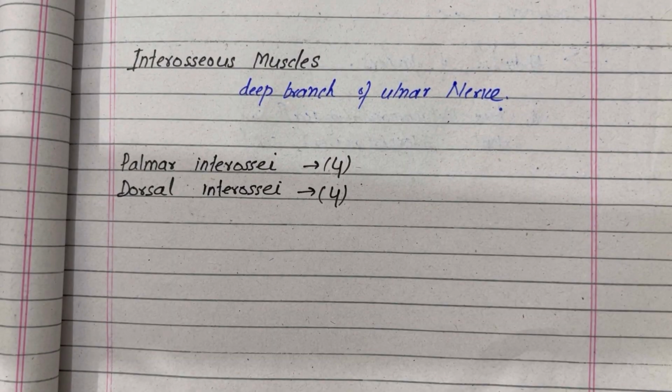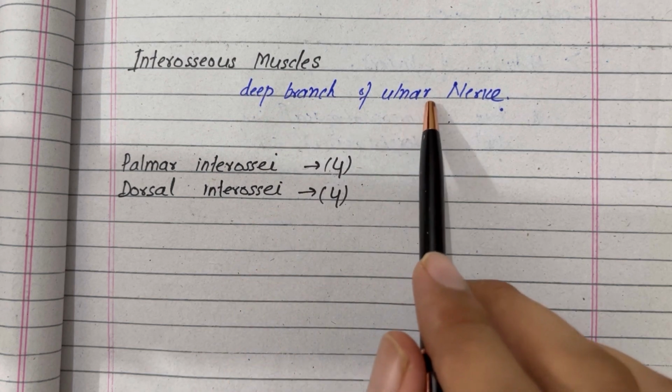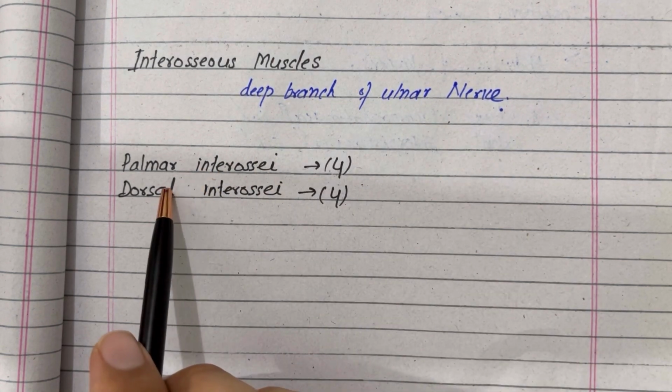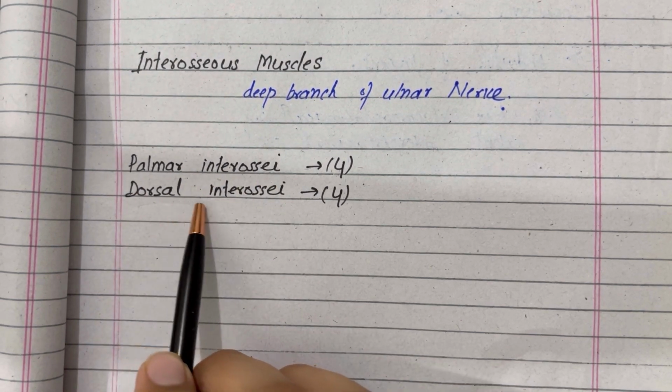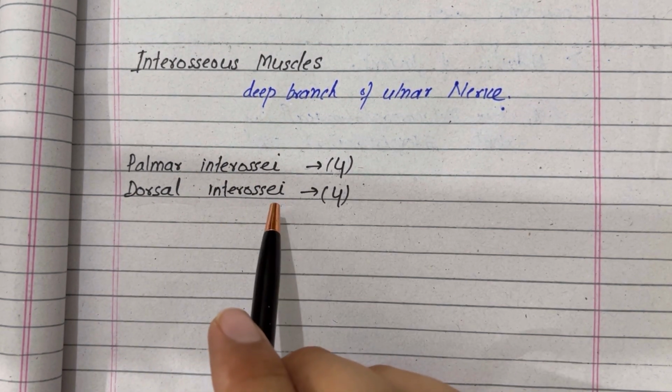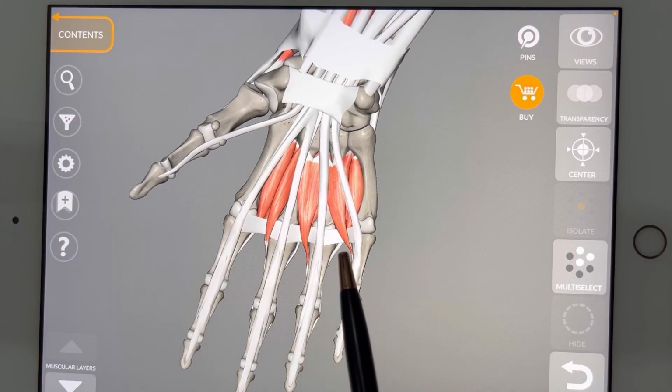Now student, the interosseous muscles. Student, these muscles are innervated by the deep branch of the ulnar nerve, and there are the palmar interossei muscles and the dorsal interossei muscles. So first we will discuss the palmar interossei muscles. Now student, these are the palmar interossei muscles.